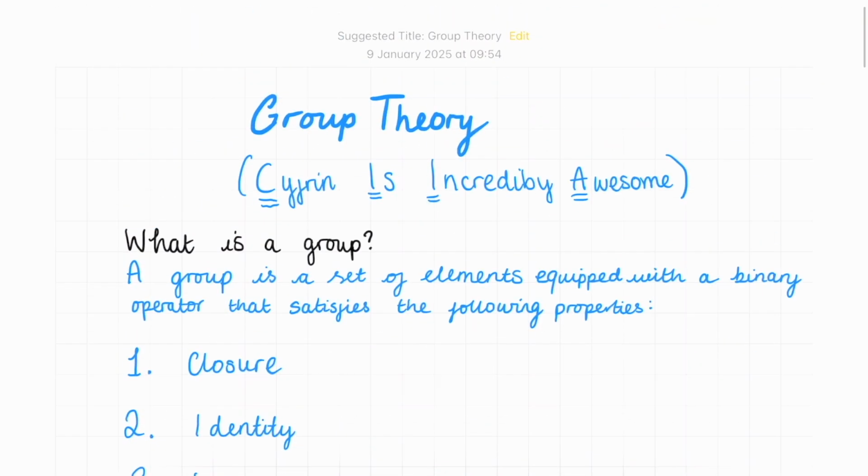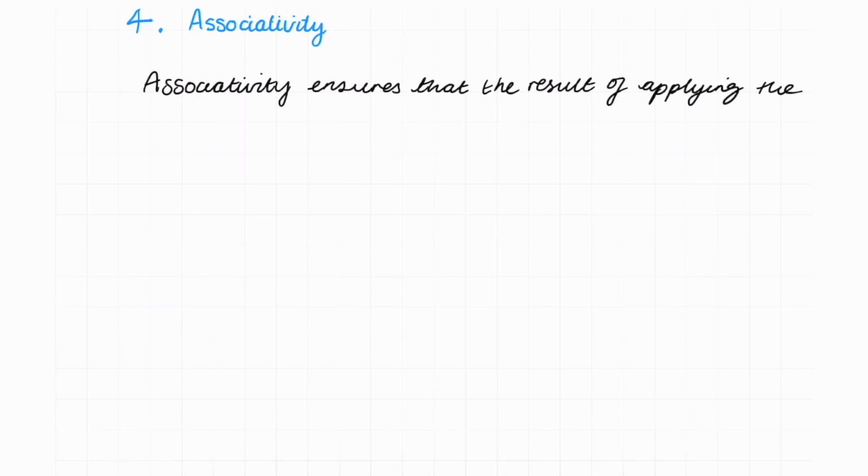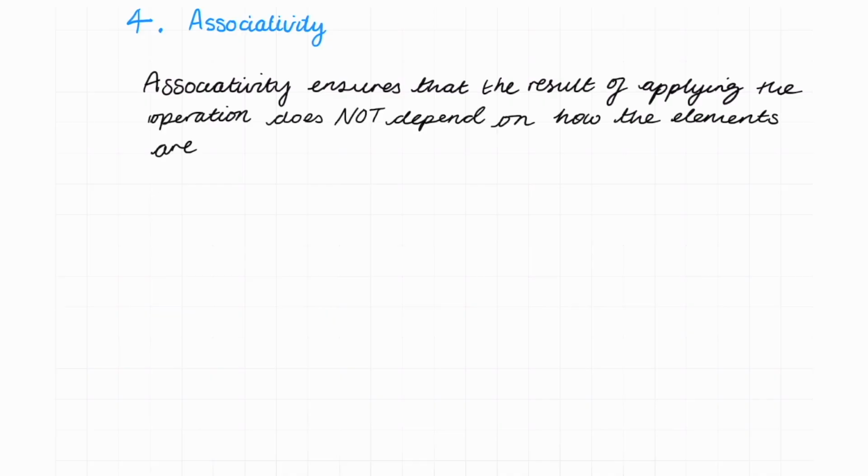Let's move on to the fourth and final property, associativity. Associativity means the way in which the elements of the group are grouped together during an operation does not affect the outcome of that operation. So we can write a little bit about this. Associativity ensures that the result of applying the operation does not depend on how the elements are parenthesized.